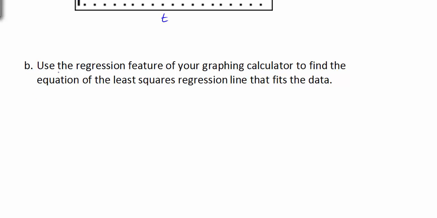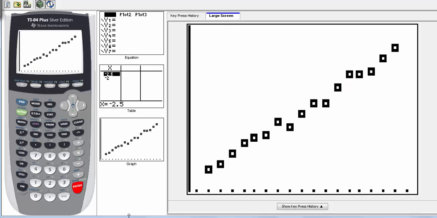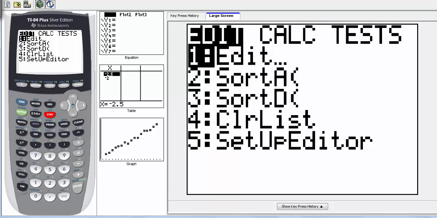So that leads us into part B. It says we want to use the regression feature of your graphing calculator to find the equation of what's called the least squares regression line that fits the data. So what we want to do here, going to the calculator, we can go into stat. Now this is going to look a little bit different. I'm using the TI-84 Plus, and I'll tell you in a minute what we can do if you have a TI-83 calculator. It's going to look just a little bit different here.